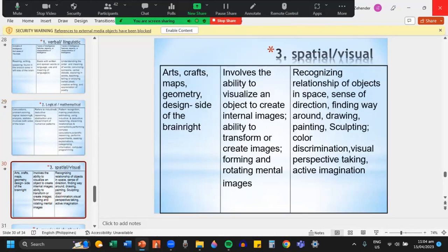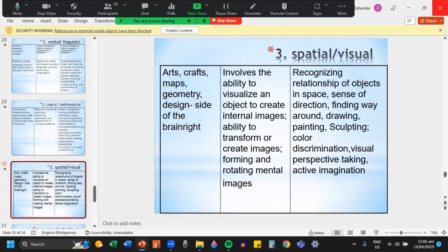Okay, spatial and visual learner types. So these are those who are into arts, crafts, geometry, design. The active part of the brain is the right side one. This involves the ability to visualize an object, to create internal images, the ability to transform or create images, forming and rotating mental images. So the learner here recognizes relationship of objects in space, a sense of direction, finding ways around.